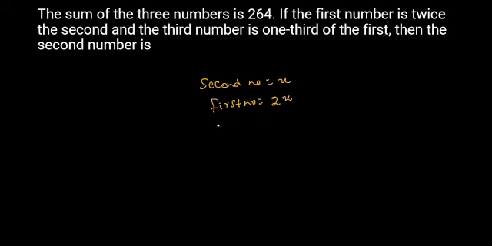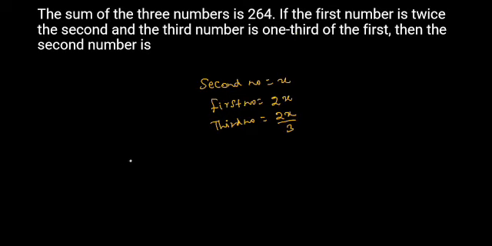First number is 2x. Now we will go for the third number. Third number is 1/3 of the first number, that means 2x by 3. Now what they are saying is, when we add all these 3 numbers, the cumulative total is 264. Then find the second number.